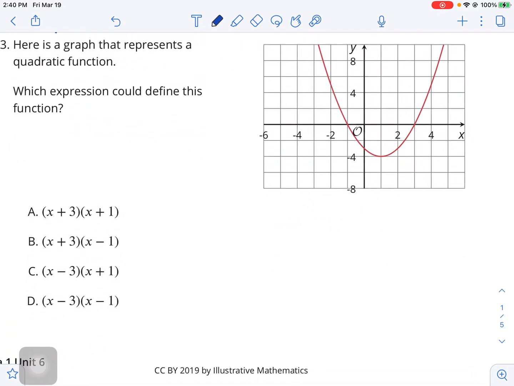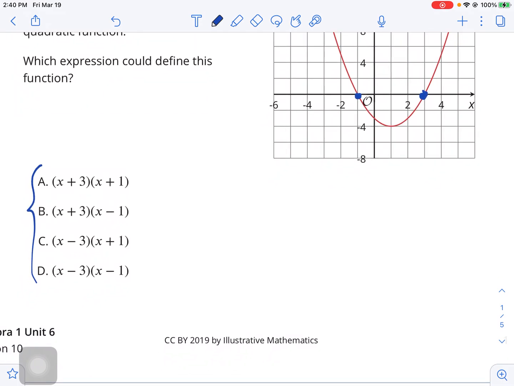Here's a graph that represents a quadratic function. So which expression could define this function? Let's look at the x-intercepts because we've got factored forms down here. And this will be easy for us to track, or to compare.